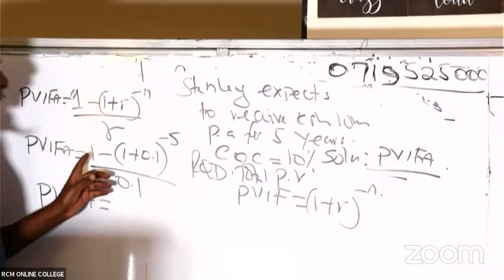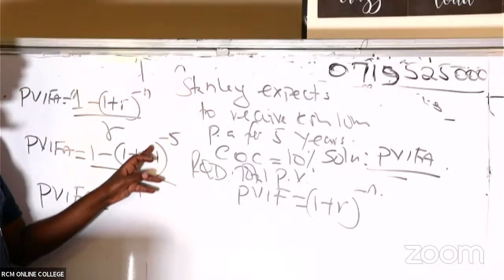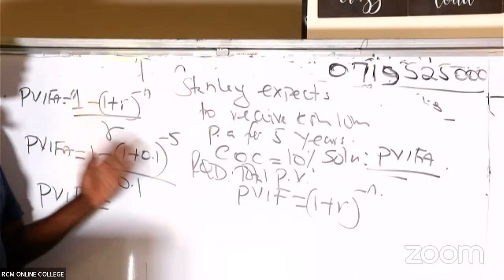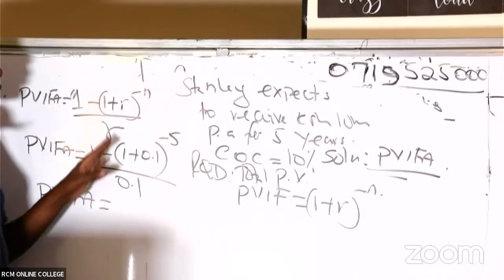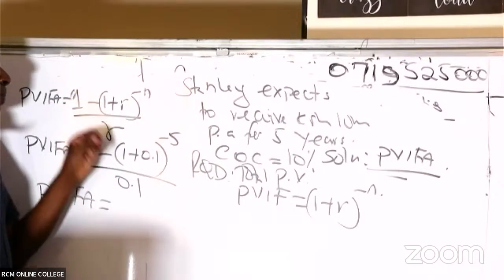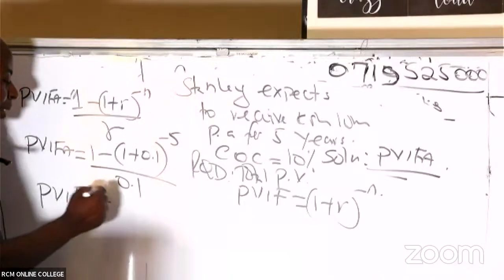What you shall do is say 1 minus, open brackets, 1.1, closed if you wish, raised to negative 5. First of all, you take care of the numerator. After you say equals at the numerator level, whatever answer you get, you divide it by 0.1. So I'm seeing Stanley giving me a figure of 3.7908.